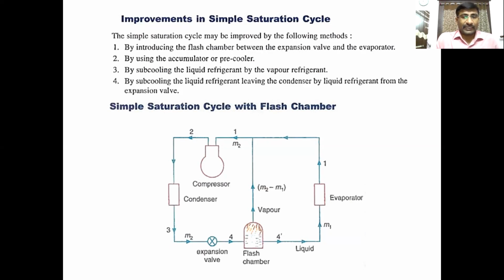So by introducing the flash chamber, the accumulator, the vapor heat exchanger, or the liquid heat exchanger, we can improve the performance of the simple saturation cycle. Let us go one by one. First one is the simple saturation cycle with flash chamber, introduced in between the expansion valve and evaporator.